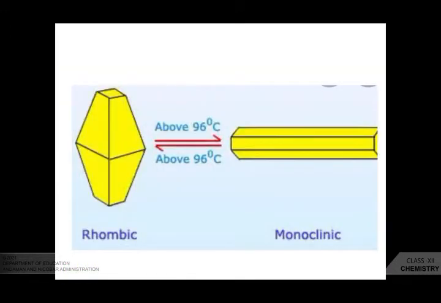The next slide is the conversion of rhombic sulfur to monoclinic sulfur. Rhombic sulfur is converted into monoclinic sulfur above 96 degrees Celsius, that is 369 Kelvin, and below 369 Kelvin the monoclinic sulfur is converted into rhombic sulfur.